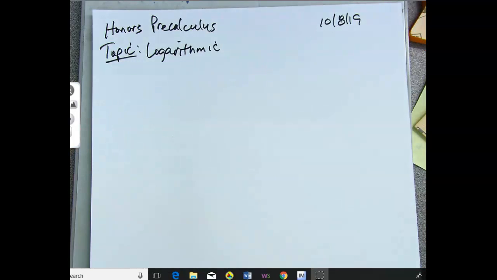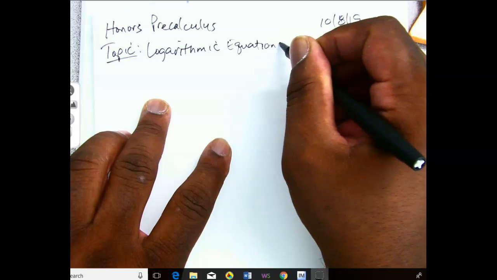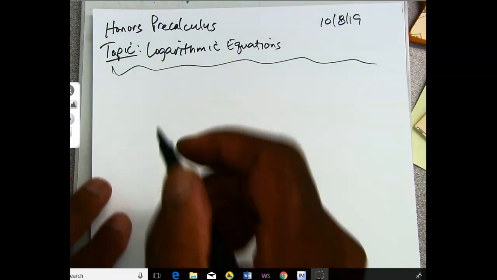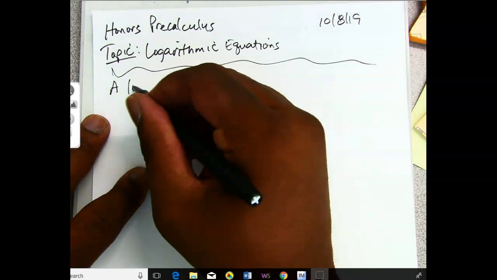All right, so our topic today will be logarithmic equations, and namely, solving logarithmic equations. So what is a logarithmic equation or a log equation? An equation with a log in it? Well, kind of. Because if I have an equation and I say, log base 2 of 8, that doesn't necessarily make it a logarithmic equation, because log base 2 of 8, I can find a numerical value. That's a constant.